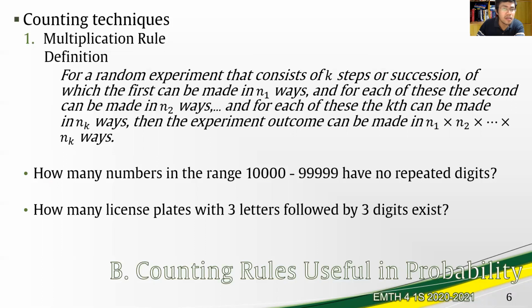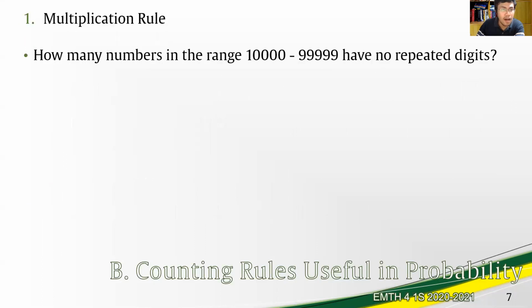Let us try this problem to solve the 2 examples. How many numbers in the range 10,000 to 99,999 with no repetition of digits using the multiplication rule? For the first problem, the steps or successions are attached to the digits of the numbers. For the given set of numbers, there are 5 steps, for each of the 5 digits. The first will have what? 9 choices, outcomes. There are supposedly 10 outcomes, but 0 is disregarded. Why? Because it becomes 4 digits already if 0 is included. So we leave out 0. So we have 9 outcomes, numbers 1 to 9.